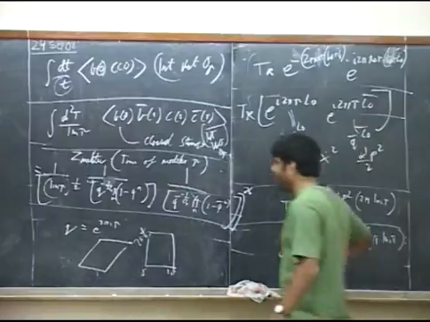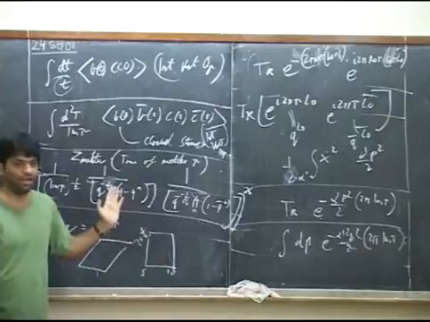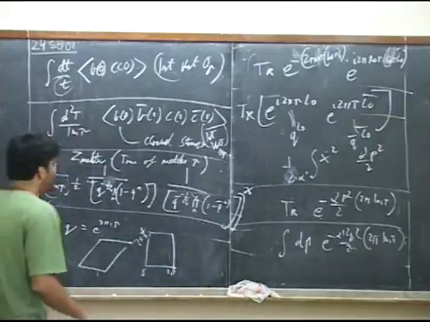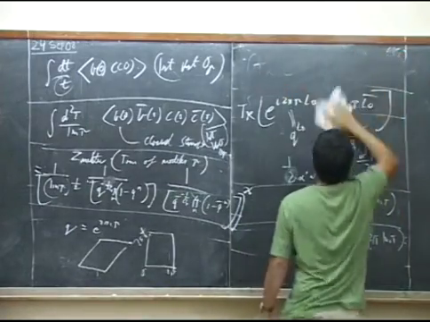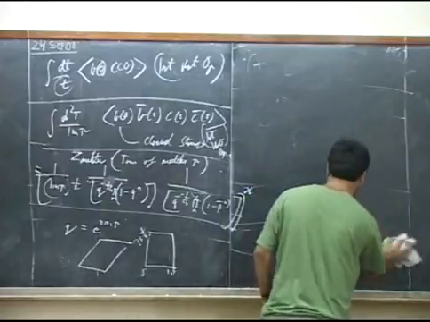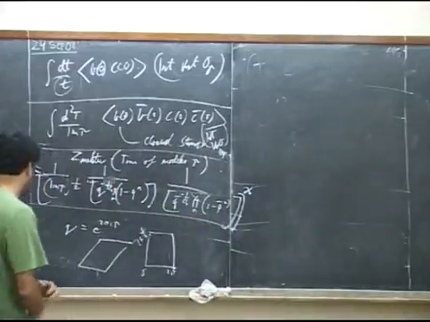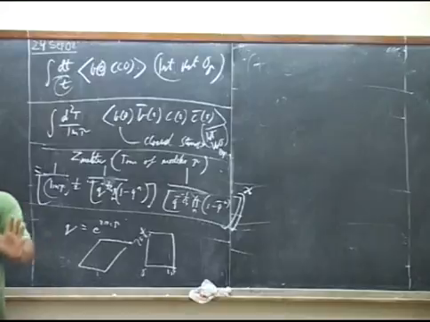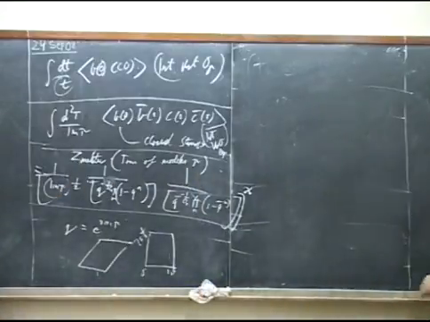Now, so this was the matter partition function for the closed strings. Here, let's simultaneously write down the matter partition function for the open strings. Okay, let's finish the closed strings first, then the open strings. Okay, good. Now what about the ghost partition function?